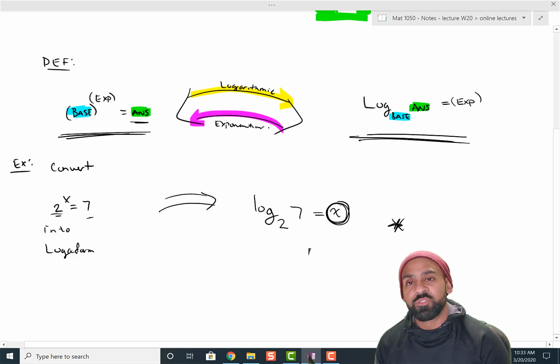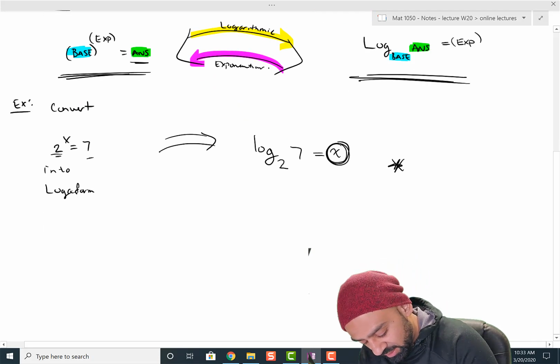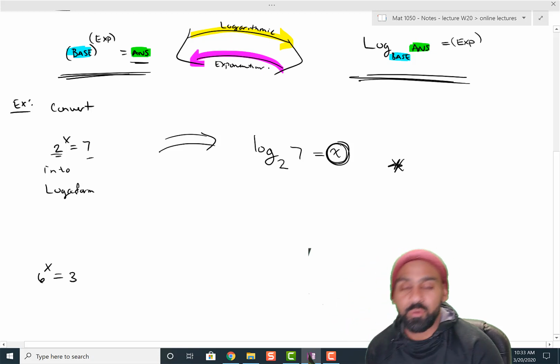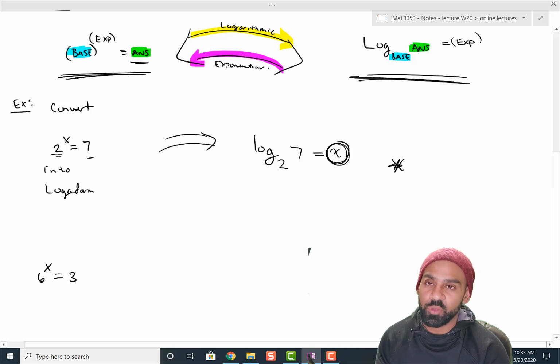Just as a cue, here's one to check for yourself. Do the same thing. It's not now, but I want you to convert this guy, log base 6 of x equals 3. Convert that into exponential form. If you can do that, you're ready to rock and roll.